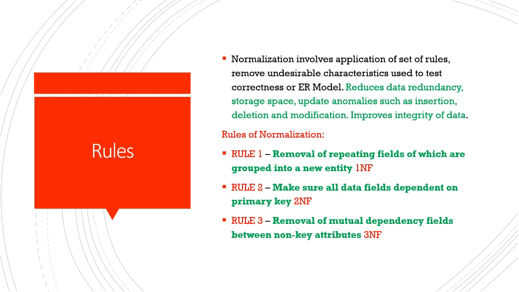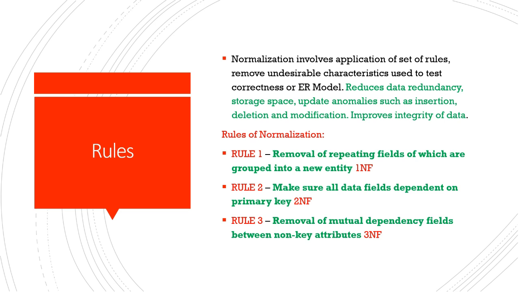So the rules of normalization, this is so important you know these and learn these off, because these will allow you to do normalization, and these will allow you to actually answer if they tell you what is the second rule of normalization. So the first rule is the removal of repeating fields, which are grouped into a new entity, and this is known as first normal form. So first normal form is the removal of repeating fields which are grouped into a new entity. That's how you get from zero normal form to first normal form.